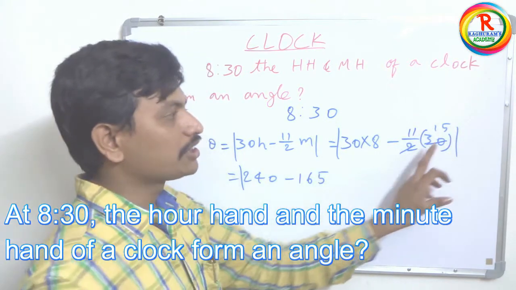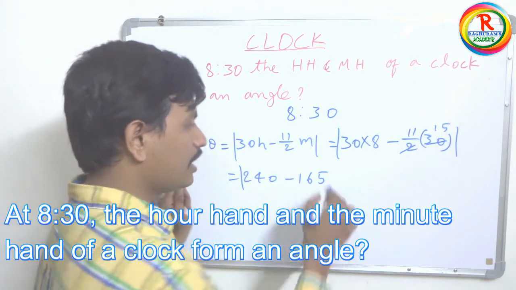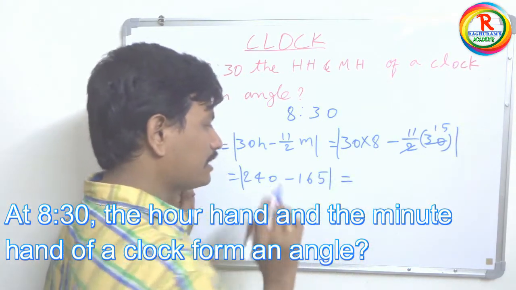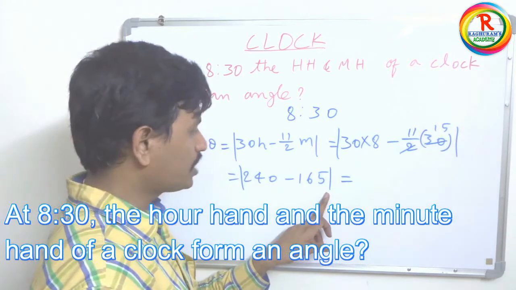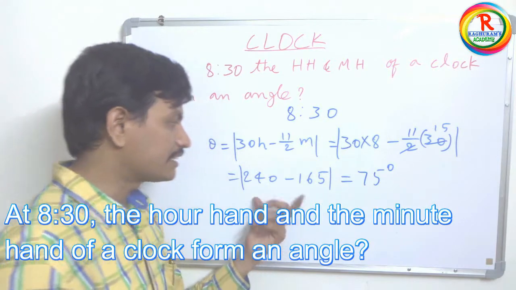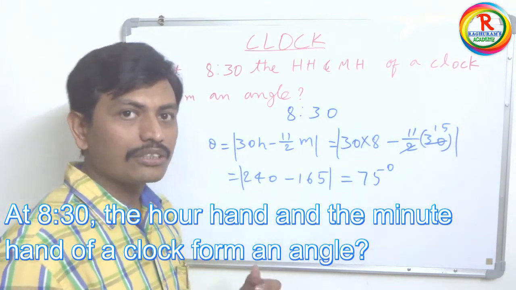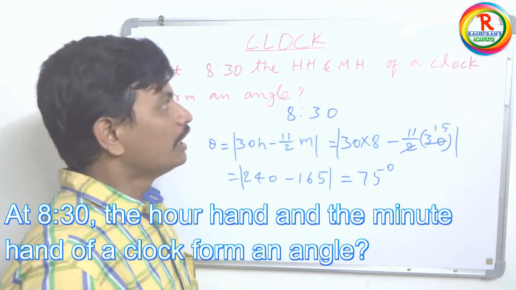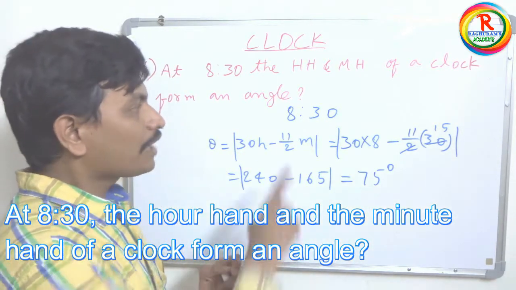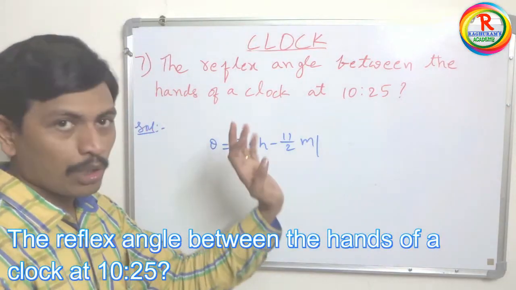I told you the shortcut way: 1 plus 5 is 6, middle 1 and 5, middle 6. So 240 minus 165, which is 75 degrees. Exactly, we get a positive number, positive degrees, all right, 75 degrees. So the angle between the hour hand and minute hand at 8:30 is 75 degrees. Now let us see a different problem.